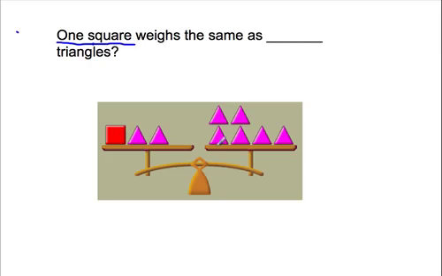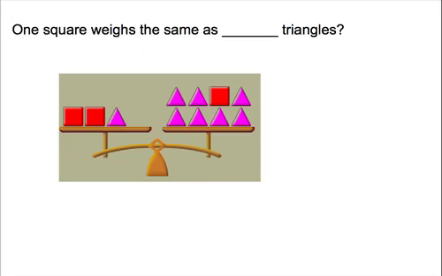Okay, so if you look at this diagram here, what you can do to figure out what one square weighs is you can take off one triangle from each side and it should still be balanced. Okay, so we should still have a balanced scale here. And if I take away one more triangle on each side, now I've got one square over here, and that obviously weighs the same as four triangles. So one square weighs the same as four triangles.